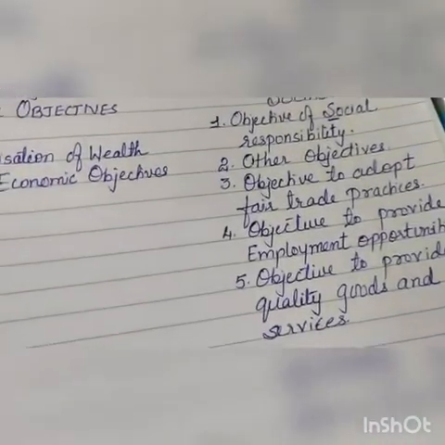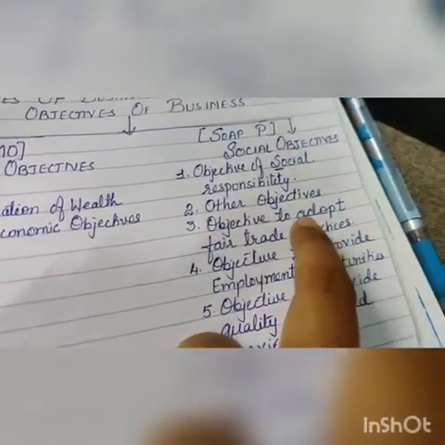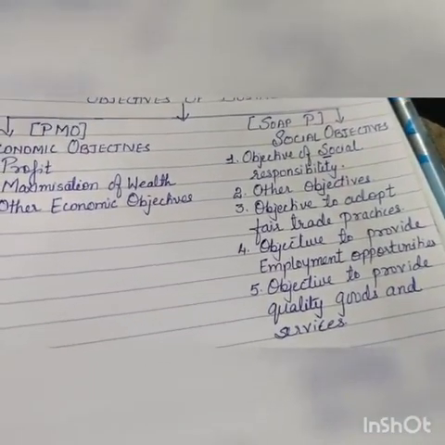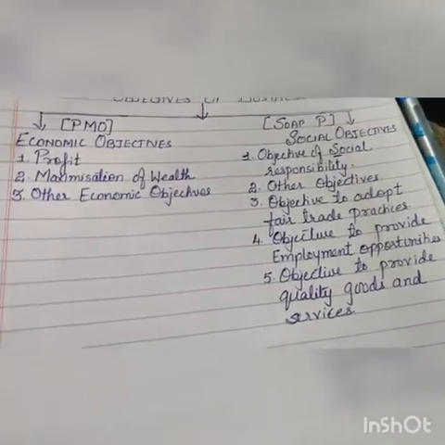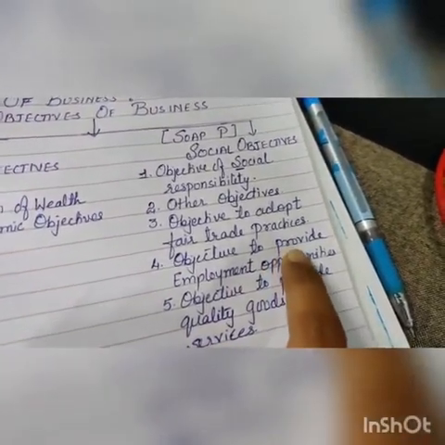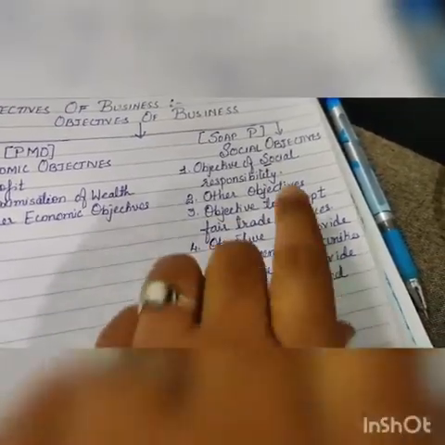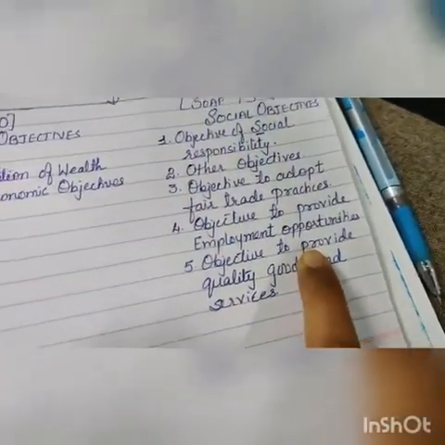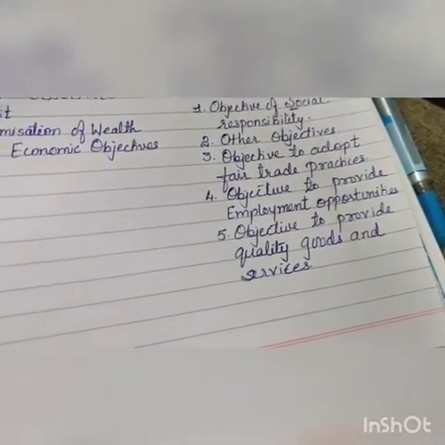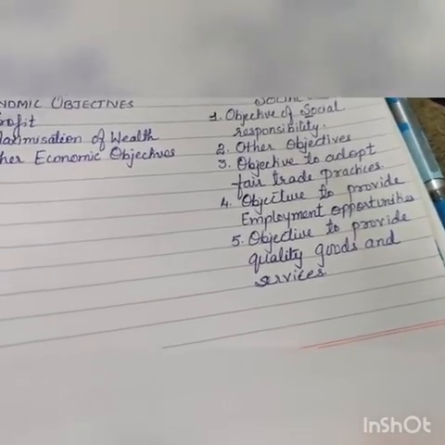Then the 3rd point is A. So A you will remember with the word adapt: objective to adapt fair trade practices. Then next is P, the objective to provide employment opportunities. And then again P, the objective to provide quality goods and services. So there are two P's, one is providing employment opportunity and the other is providing quality goods and services.